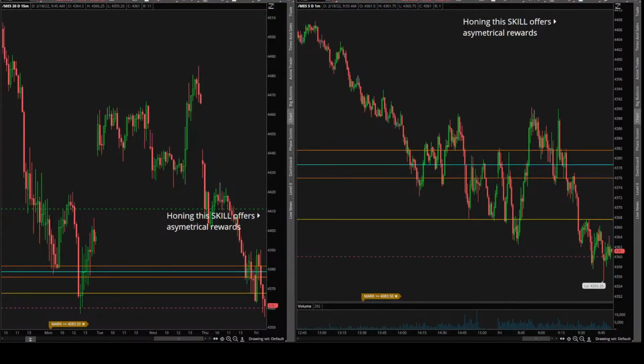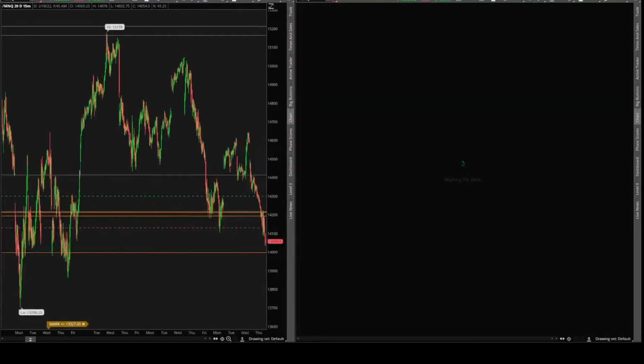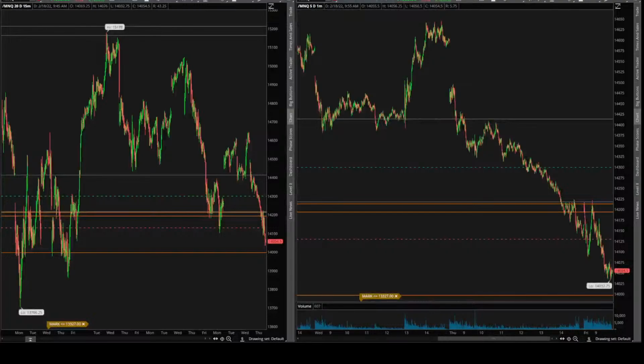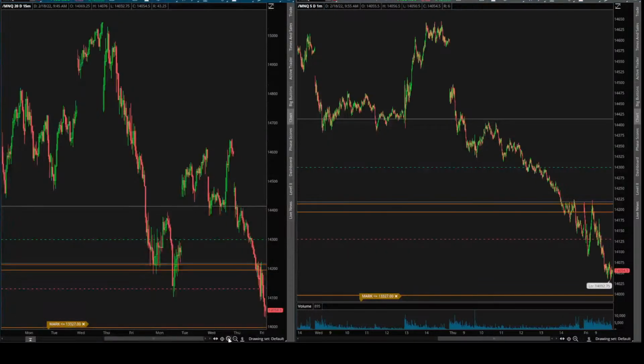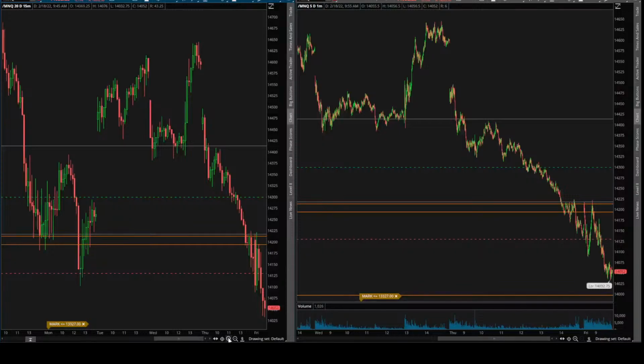Daily looks pretty weak to me. Oops. Let me pull up the NASDAQ. NASDAQ also looks weak, but keeping in mind that we could be nearing support here. So got to be mindful of that. Could have a little bit of a bounce.